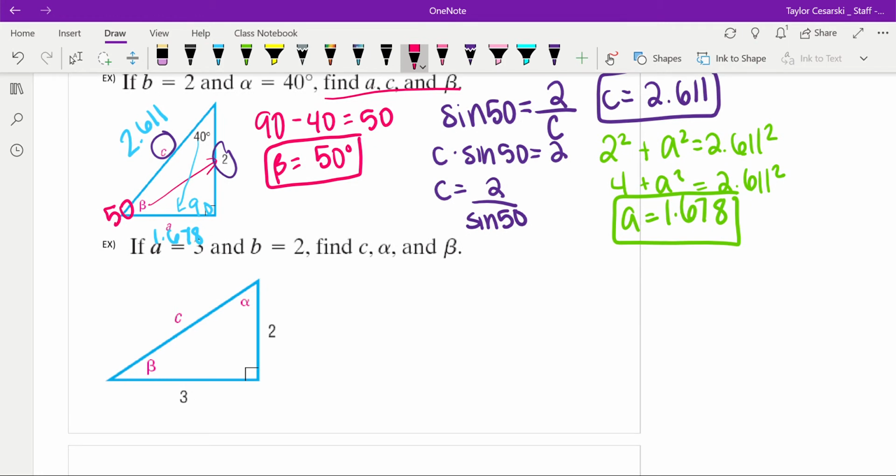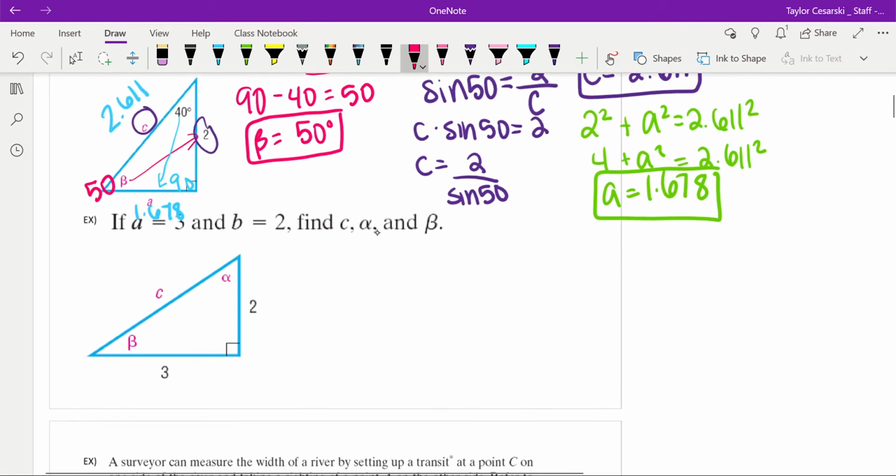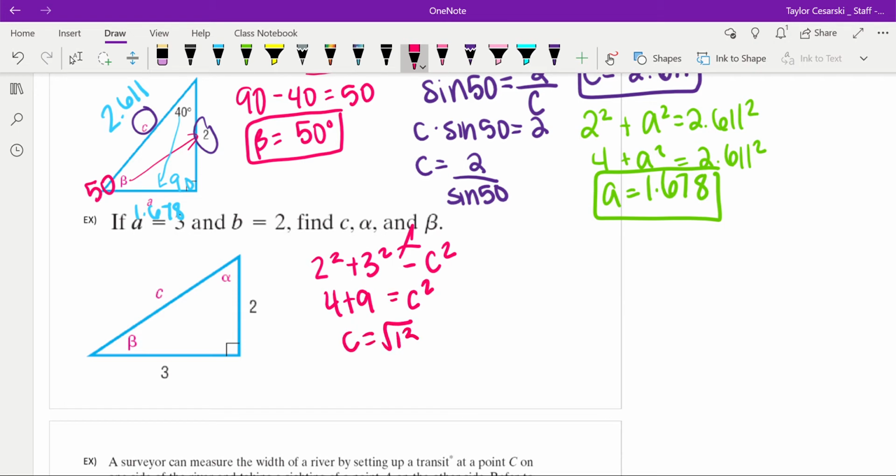Alright, so next one, we have this picture here and this time we have 2 missing angles and 1 missing side. I'm going to go ahead and find my hypotenuse here first. So 2 squared plus 3 squared equals c squared. So 4 plus 9 equals c squared. C equals the square root of 13. And when I type that in my calculator, I get 3.606.